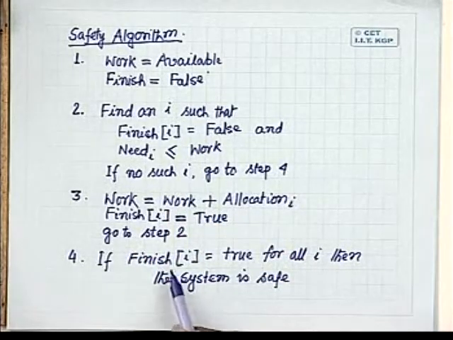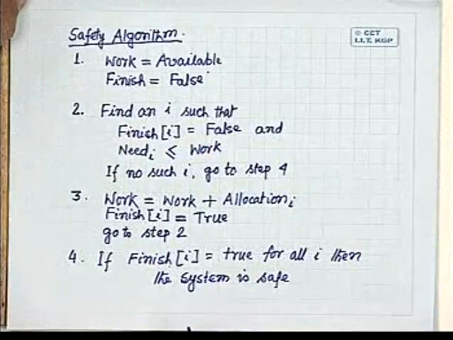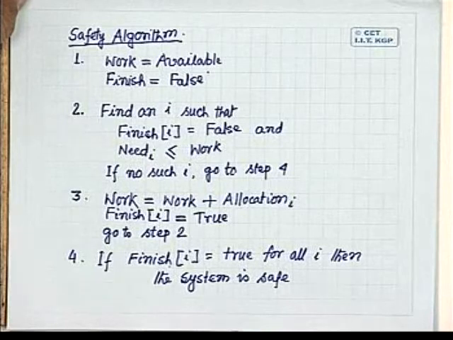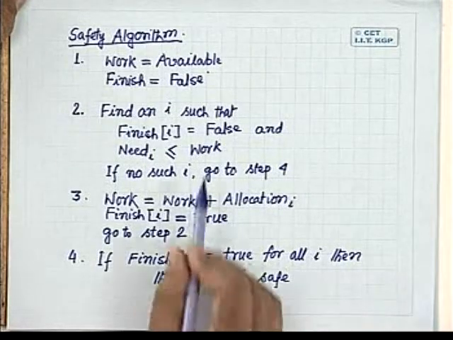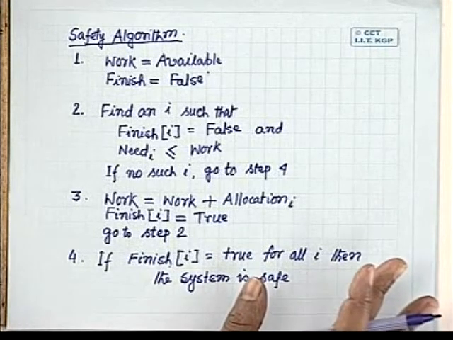In step number 4, we check whether finish[i] equals true for all i. This is the case when all the processes can complete following some sequence. Then the system is safe. But if finish[i] is not equal to true for at least one i, that means that process from the current state cannot finish in any sequence.